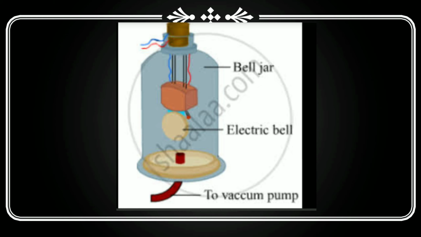If the pump is operated for a sufficiently long period, the quantity of air inside the bell jar will be low. At this point, the level of ringing sound will also be very low. This experiment demonstrates that sound generation and propagation needs a medium.